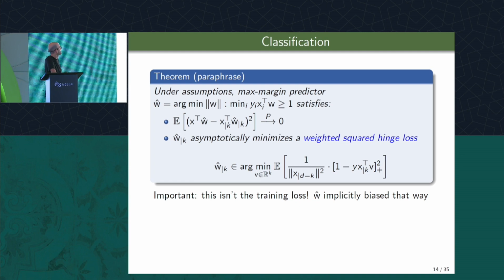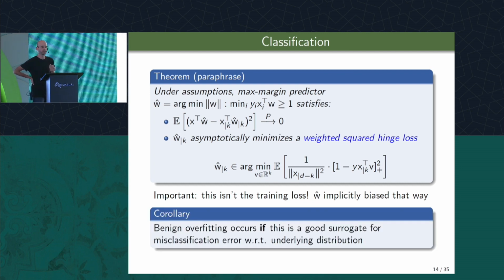And on the first k coordinates, it turns out that w hat is asymptotically a minimizer of a certain weighted squared hinge loss function. So you basically take a hinge function, you square it, and you multiply it by this weighting that depends on the norm of the last d minus k coordinates of the input. And it's very important to notice here that this is not related in any way to the training loss. For w hat, you use, say, the logistic loss to get it. But it turns out that implicitly, after you train it for long enough, your w hat is actually a minimizer of a different loss with respect to the underlying distribution. So asymptotically, this is what w hat is.